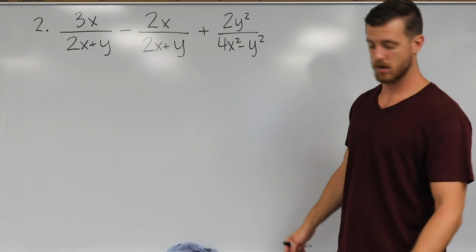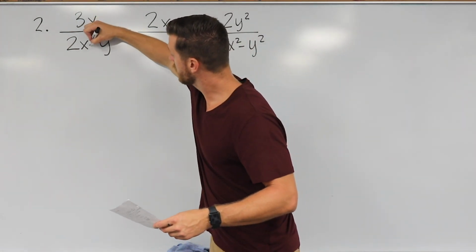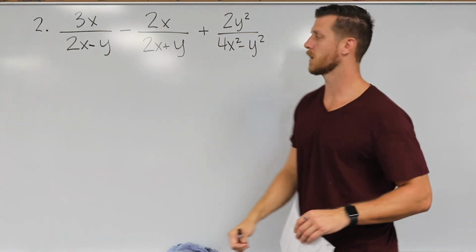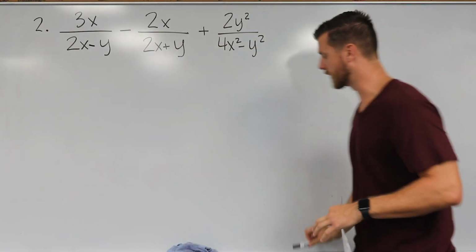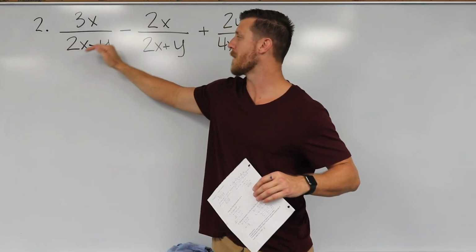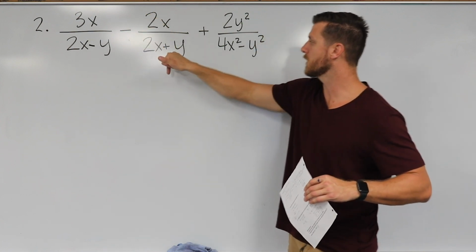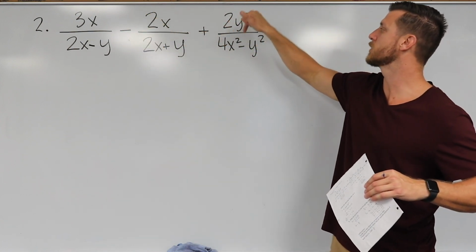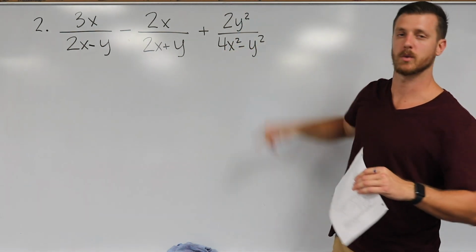Alright? And I realized I just made a mistake. Boop. That's supposed to be a minus sign. Alright. So here we go. This is what we got. 3x over 2x minus y, minus 2x over 2x plus y, plus 2y squared divided by 4x squared minus y squared.